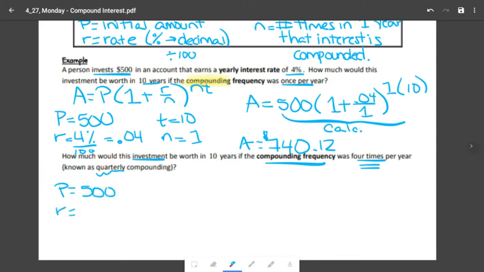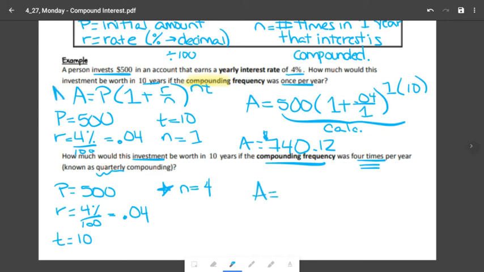We're still dealing with an interest rate of 4%, which dividing by 100 gives us 0.04. We're still dealing with 10 years. However, our new piece of information, N, is now 4. So that means that in 1 year, we are taking this 4% interest rate and breaking it up 4 times. So you get a little bit of the interest rate throughout the entire year. Instead of getting the entire 4% at the end, you get a little bit of the 4% during the year. So let's see what happens to the value of the account when we break up that interest rate.